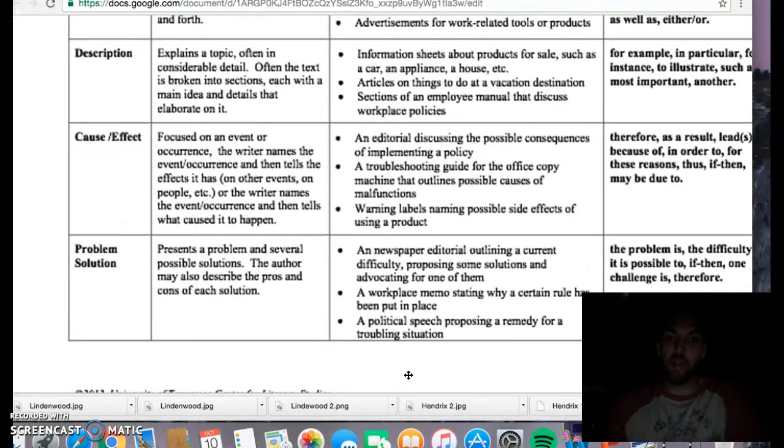The next one is problem solution. It's similar to cause and effect, but it's always going to be a problem that it presents. It presents a problem and several possible solutions. So let's think of an example. Problem: too many kids getting suspended. Solution: you could say better teachers. You could say less strict consequences. You could say more creative punishments besides just suspension. So you give one problem and a couple of different solutions.